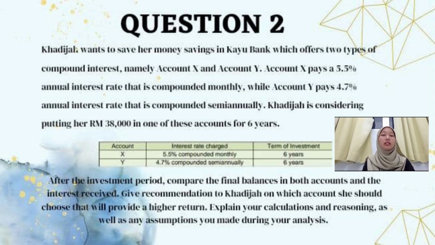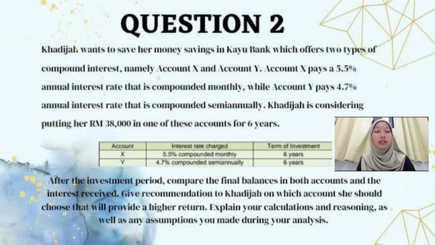For this question, I think it will be easier for you because they provide you the information. As you can see, the tables that they give you, for account Y and for account X, the interest rate charge is 4.5 compounded monthly, and the term of investment is 6 years.